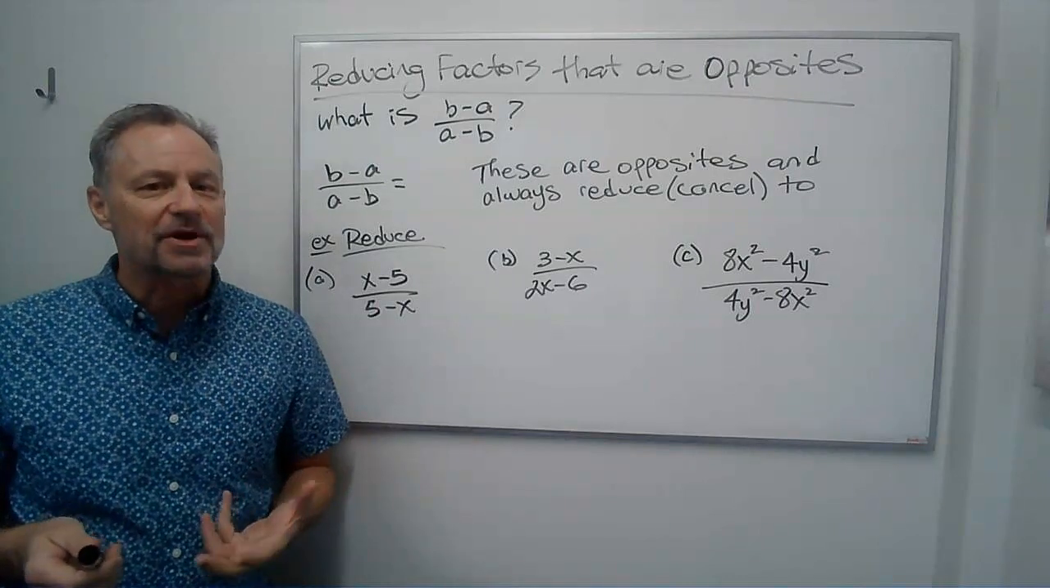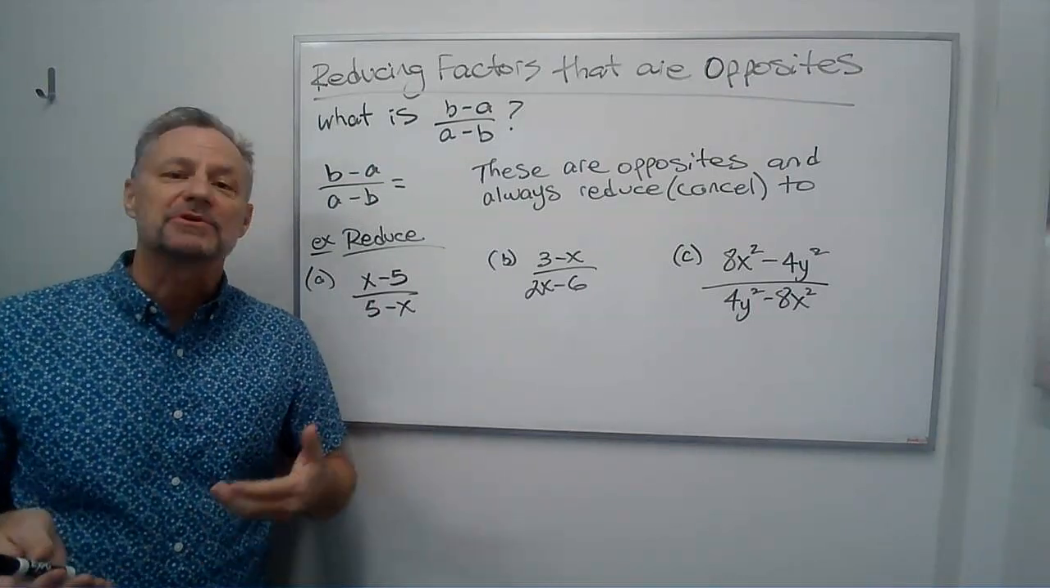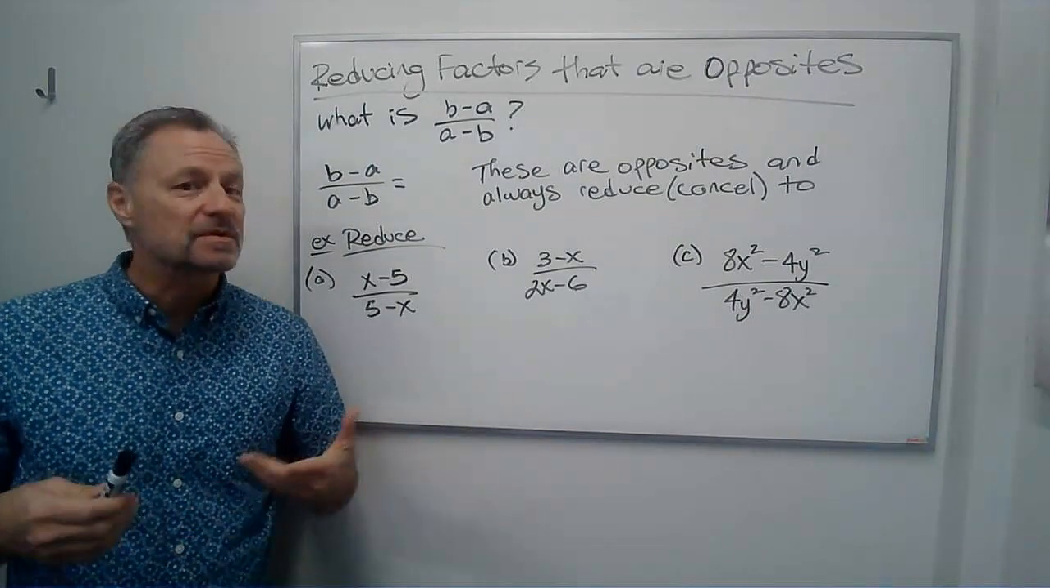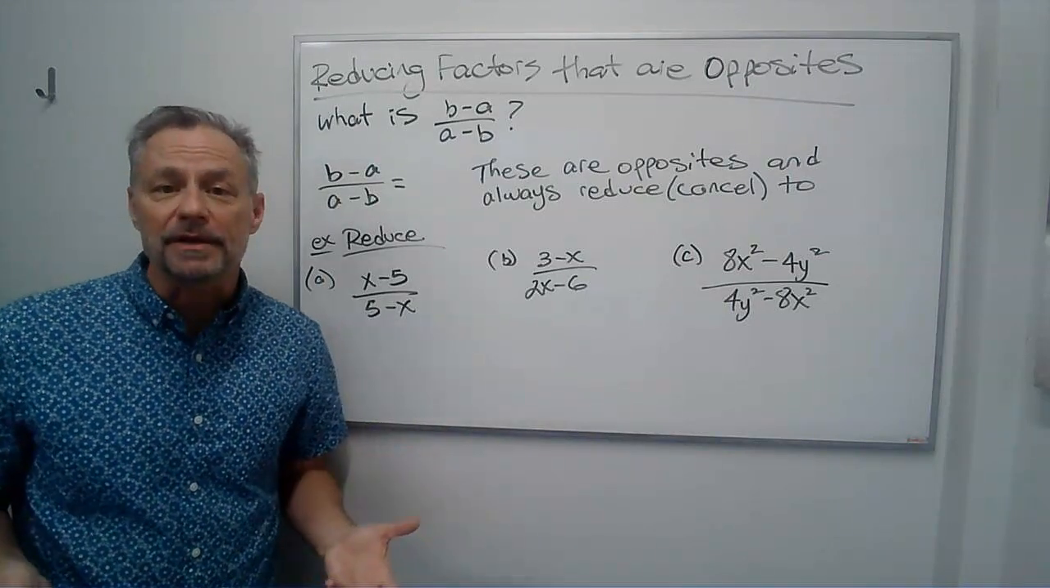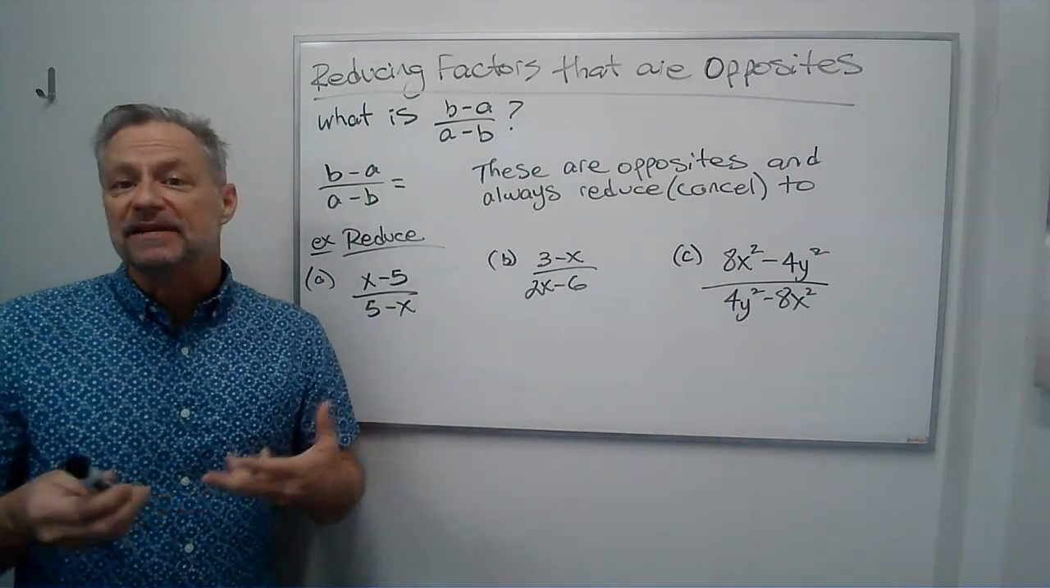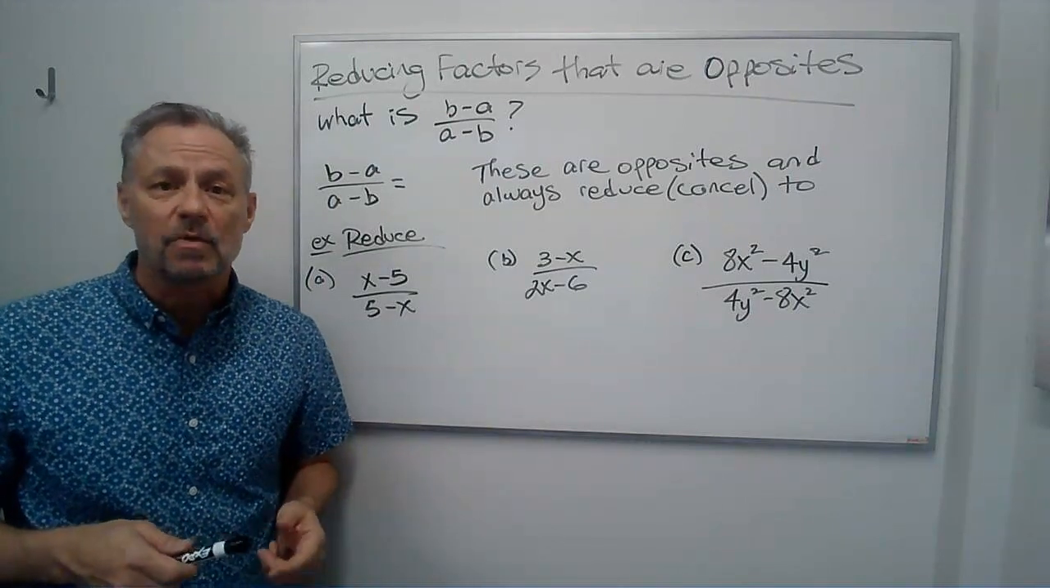So let's talk about what an opposite is. Now think about opposite numbers like 7 and negative 7. Well, 7 divided by negative 7 is negative 1. Negative 3 divided by positive 3. Again, it'd be negative 1.